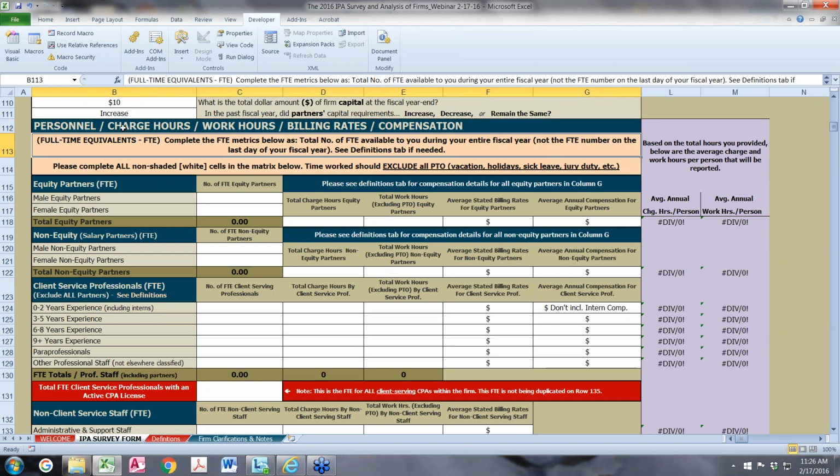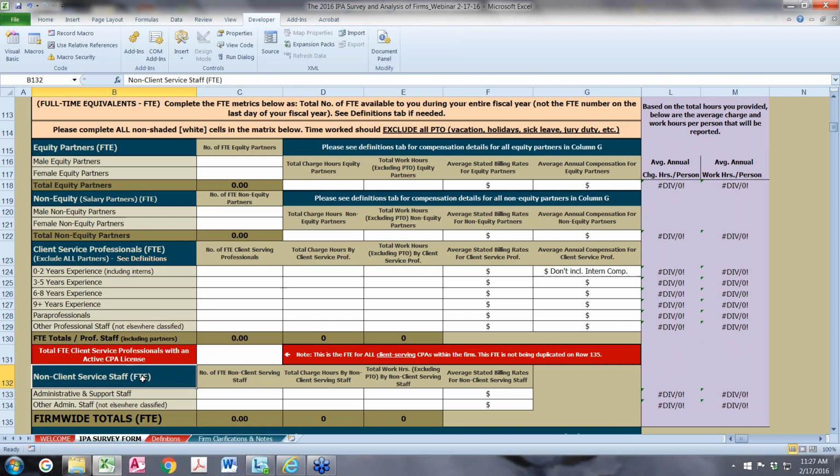Okay, seeing none right now, let's take a look at this next section, what we call the matrix, rows 115 to 135, because this is the most common area where firms struggle, causing us to go back to firms for clarifications. In column B, we've got the different classifications of the kinds of partners, non-equity partners, client service professionals, and non-client service staff identified in each one of the various rows.